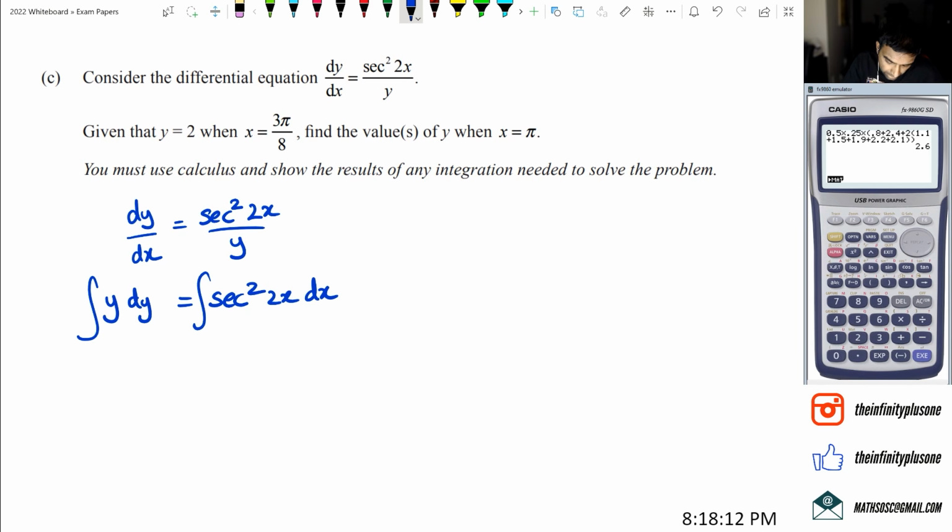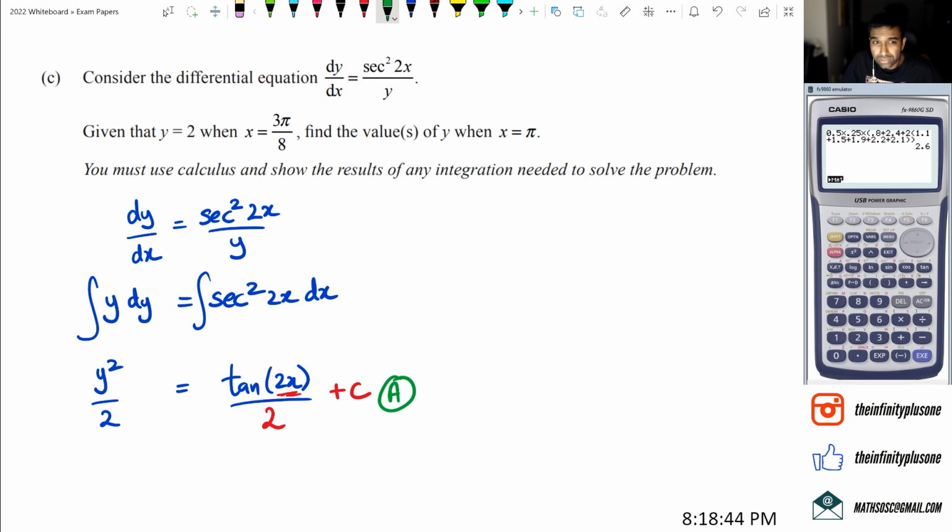When we integrate y, we get y squared over 2. Now when we integrate sec squared x, you get tan x, or in this case you actually get tan 2x. But of course, remember, you have to divide by the derivative of whatever is in the bracket. So in this case it's going to be 2, and of course it's a differential equation, so don't forget the plus c. Doing it up to this part in this particular question is actually going to get you an achieved. So let's figure out what we need to do to get a merit. Now it says, given that y is 2 when x equals 3 pi over 8, find the value of y when x equals pi.